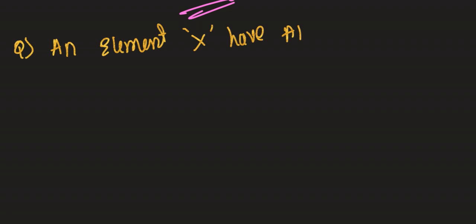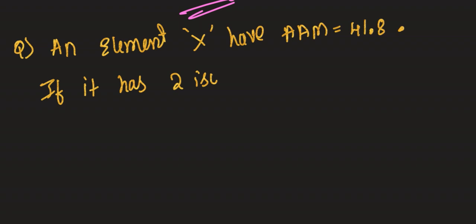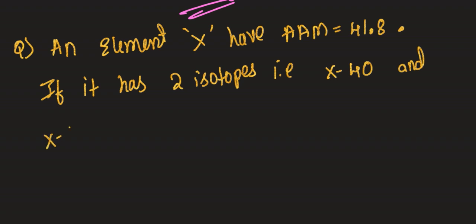Write down one more numerical. An element X has average atomic mass equal to 41.8. Full stop. If it has two isotopes, that is X40 and X42. Full stop.